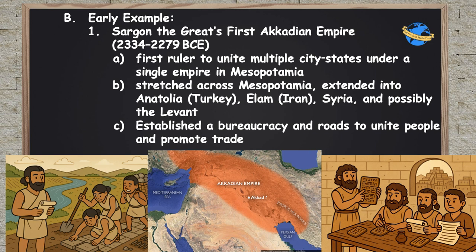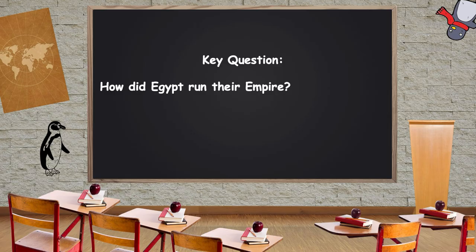Now, once he conquered this large area, he had to control it and administer it. In order to do this, he created what was called a bureaucracy, essentially professional government workers who did the day-to-day tasks of actually running the government. He also built roads to unite the people in these different lands and promote trade between them. Okay, now we have a basic idea of what an empire is. Let's take a deep dive into the next empires that develop, the first of which will be the Egyptian Empire.